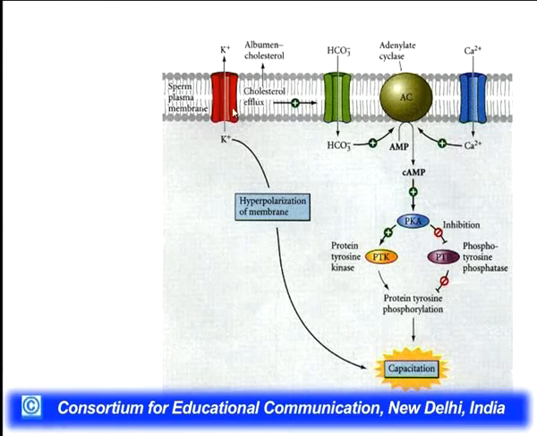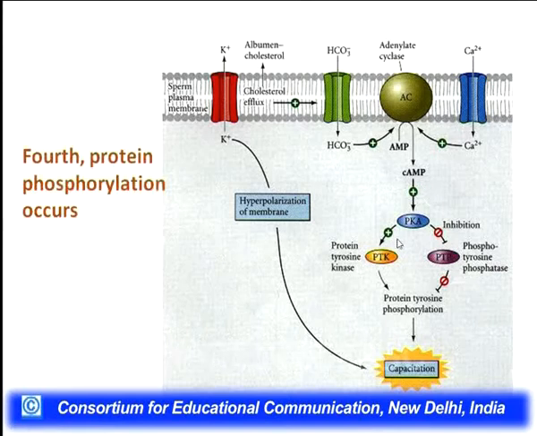As you can see here, the calcium intake takes place and there is basically a hyperpolarization of the membrane that occurs because of the removal of the potassium ions. This increases the negativity of the sperm plasma membrane. Because of this, there is an uptake of the bicarbonate ion, an uptake of the calcium ions, and there is an increase in cAMP molecules. And this can finally lead to the fourth molecular change, which is protein phosphorylation. There is a pathway by which the protein phosphorylation can occur and therefore leads the sperm to be able to bind to the egg plasma membrane, or capacitation.